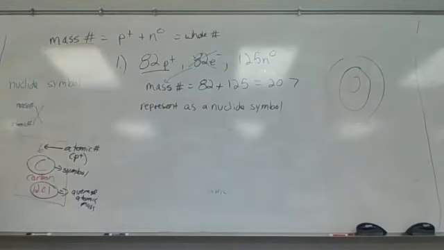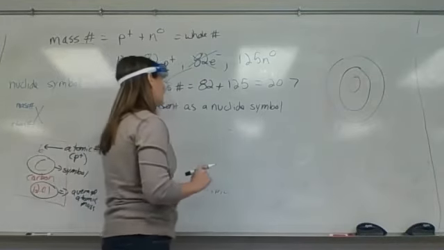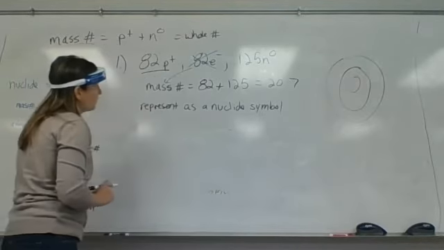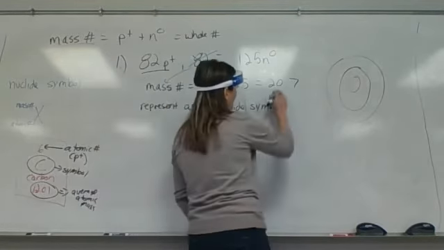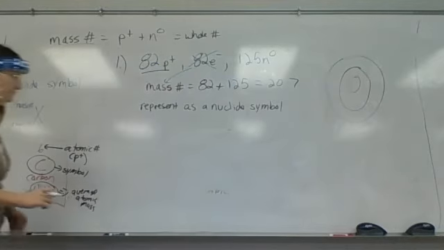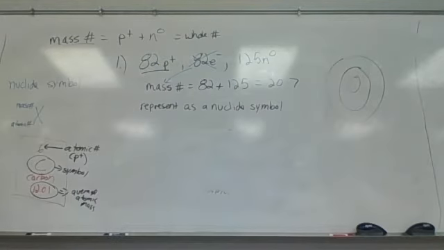Calculate that correctly? So the total mass of this particular atom is 207. All right, well, how am I going to represent it as a nuclide symbol? To represent it in a nuclide symbol, I need to know what element I'm talking about because we need to put the element symbol here.